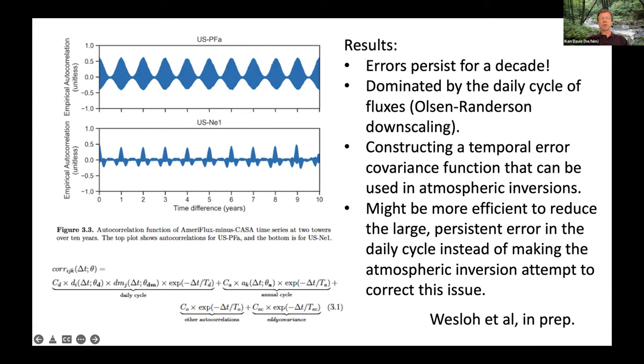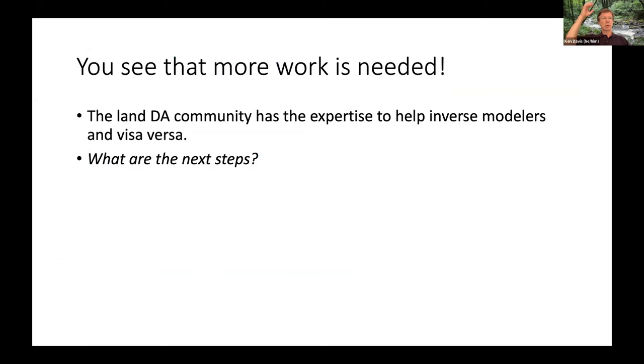And we're using Olson-Randerson downscaling. So Daniel has put together an error covariance function that one could use in an inversion. It's pretty scary looking, but it's not that complicated, really. It might be more efficient for us to reduce this large persistent error, instead of making the inversion take out the daily cycle and then see if the inversion can get the slower timescale parts, perhaps. In any case, just trying to push the ball down the court.